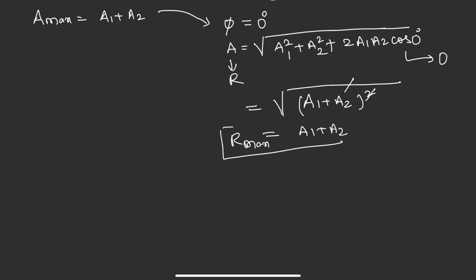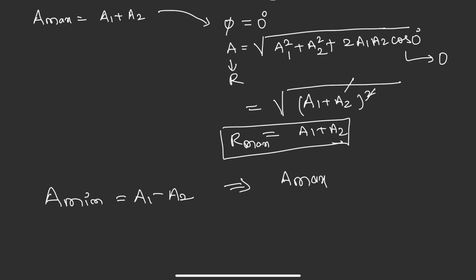If they are traveling in opposite direction, then it's the minimum amplitude. A minimum is equal to A1 minus A2. You can also ask for the ratio A max by A min, the maximum amplitude of superposition of the waves. So A max by A min is A1 plus A2 by A1 minus A2.